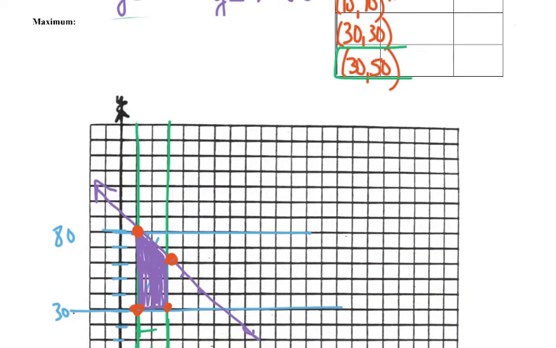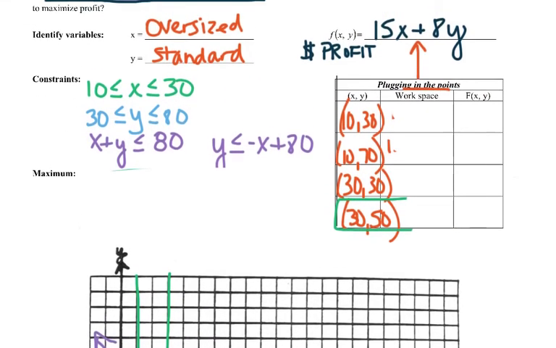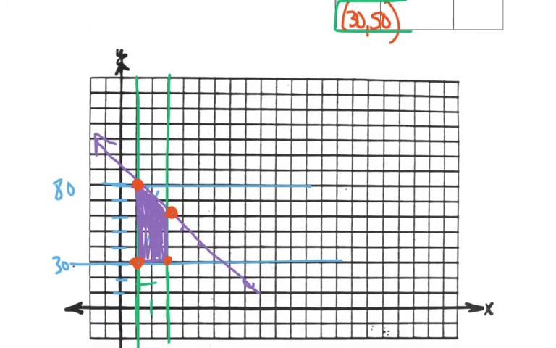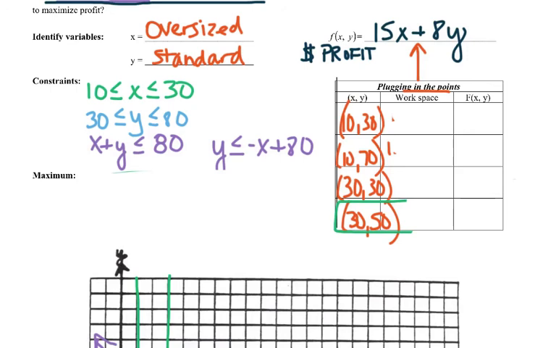So now we have our ordered pairs, right? And I saved them from before, so I've got them here: (10, 30), (10, 70), (30, 30), (30, 50). It doesn't matter what order you put those in, and we're always going to have the same number of boxes as ordered pairs that there are. And so then we're going to plug it in here. So 15 times 10 plus 8 times 30.